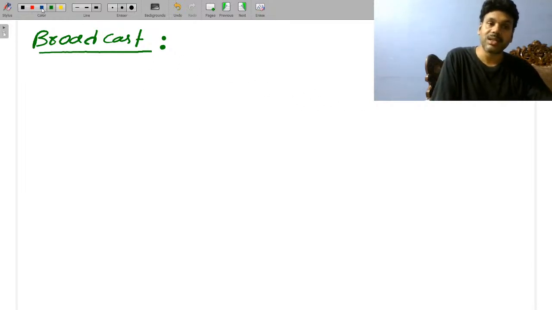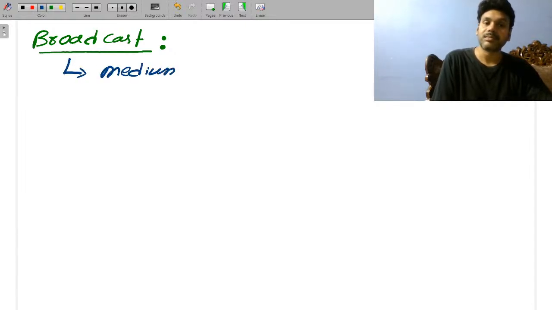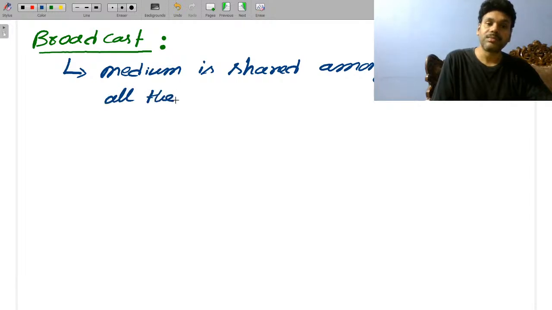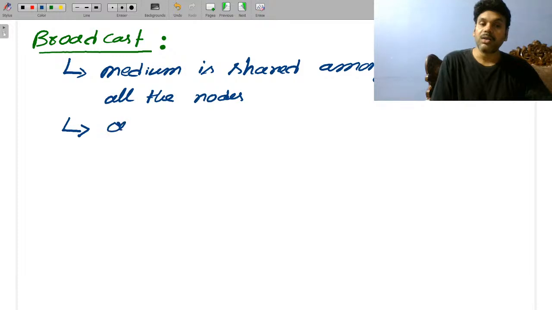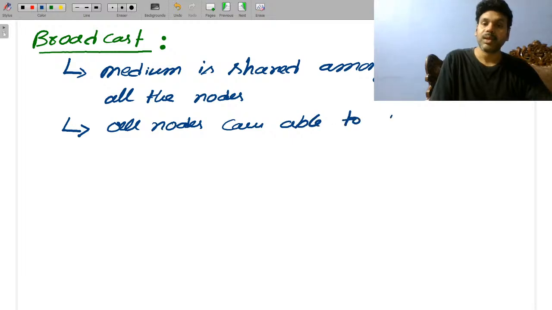The broadcast is nothing but what? Your channel or medium is just shared among all the nodes. Medium is shared among all the nodes. This is the concept. Therefore, what is going to happen? You see that all nodes can place data onto the medium.